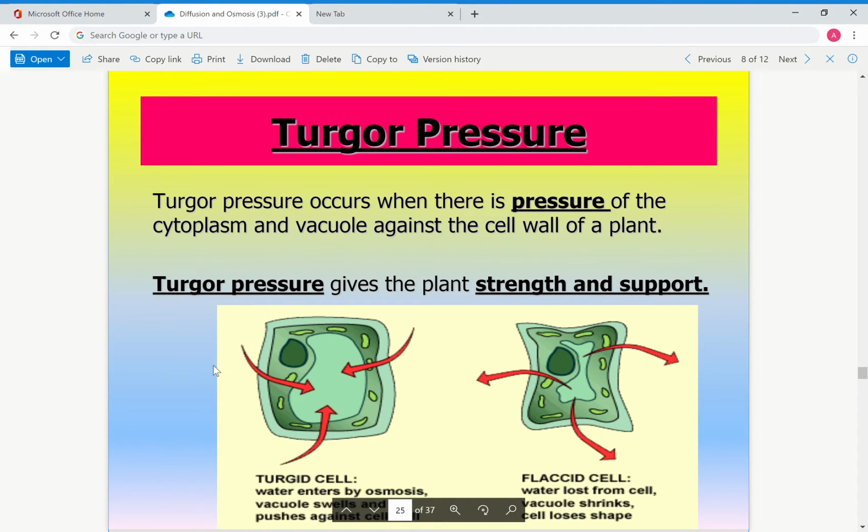So if there's more water on the outside than the inside, water will move in. If you look at the cell over here, it's actually the opposite. So if there's more water on the inside than the outside, a plant cell will actually lose water by osmosis and it will shrivel up.